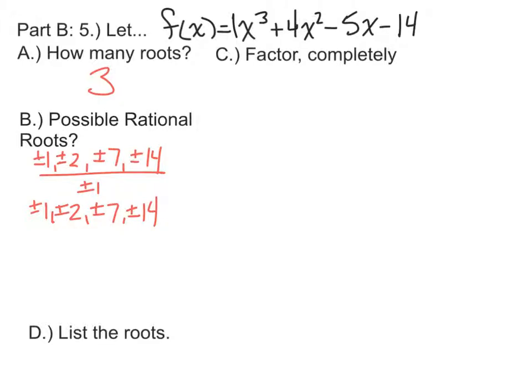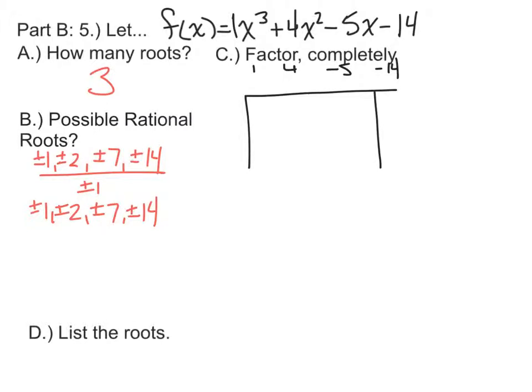In part C, we're asked to factor it completely. And then you'll see that there's this sort of diagram there. This is meant for us to try these possibilities using synthetic division. So we're going to have to list all the coefficients of our polynomial, which are 1, 4, -5, and -14. And then start trying factors.